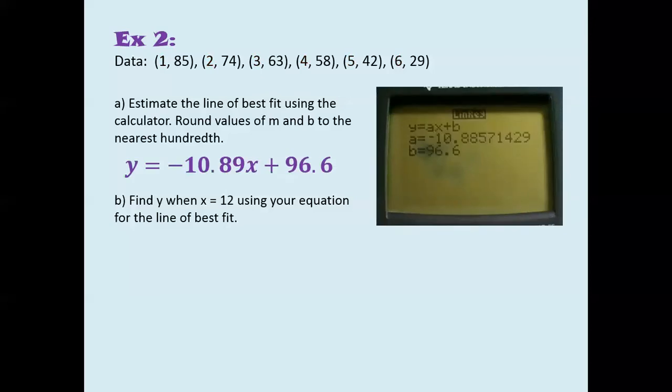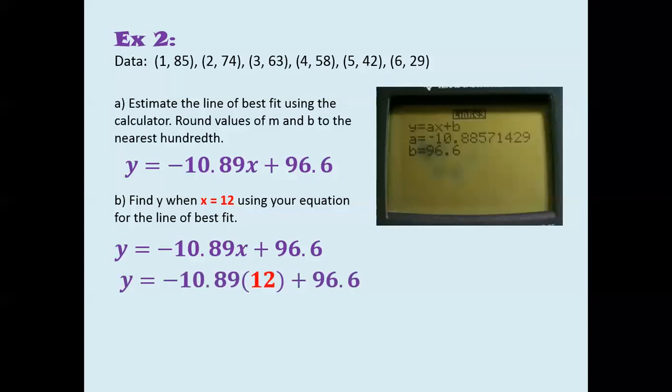All right, here is the line of best fit for the data in example 2. If you didn't get this, then you need to go back and figure out what you did wrong. Part B now uses that equation. It's asking us to find the value of y when x is 12. So you need to use that equation you just created to figure out the value of y when x is 12. So there's our equation, and what you're going to do is plug in 12 for x, and then do the computation and come out with a y value of negative 34.08, just like we would do with any normal equation that you've been given.